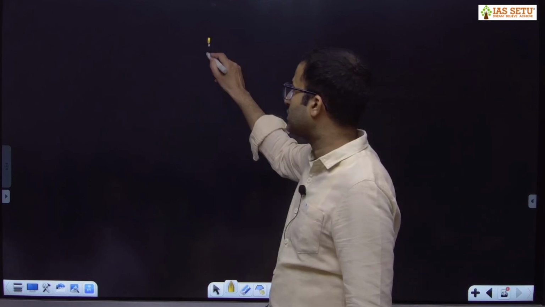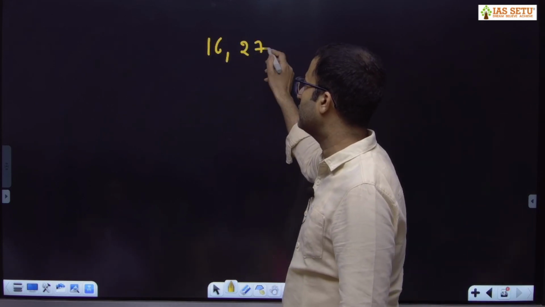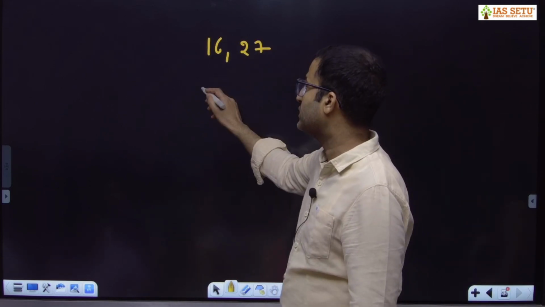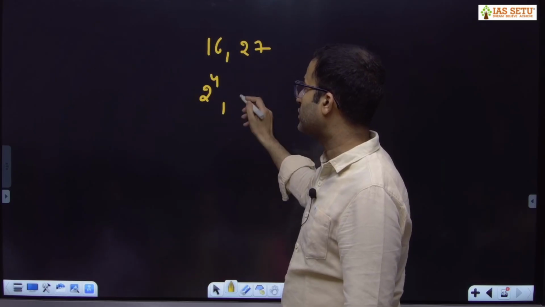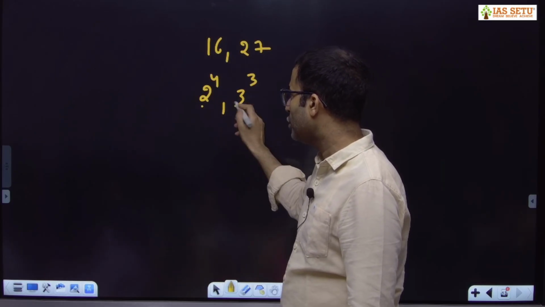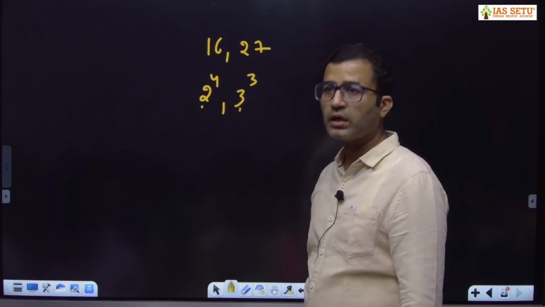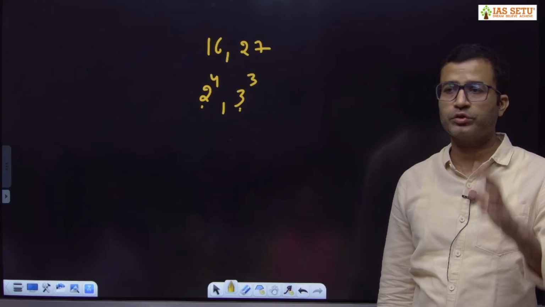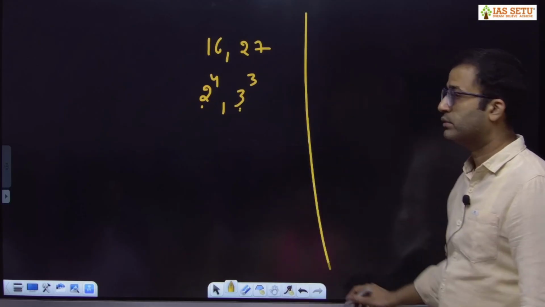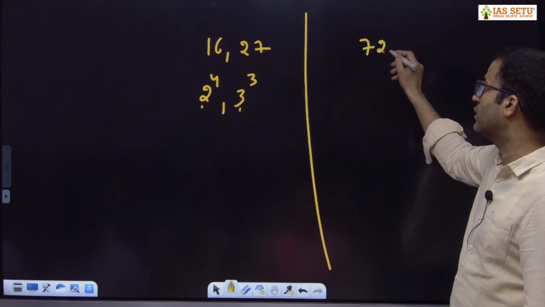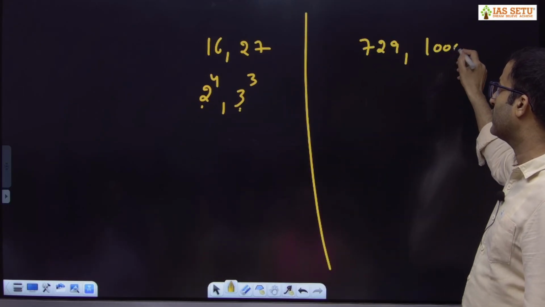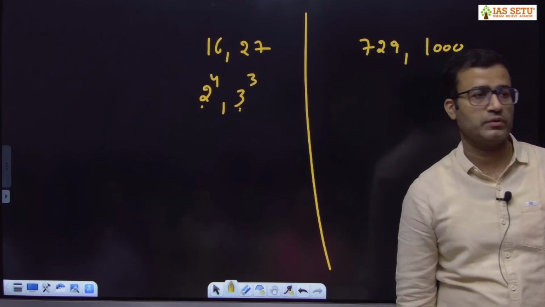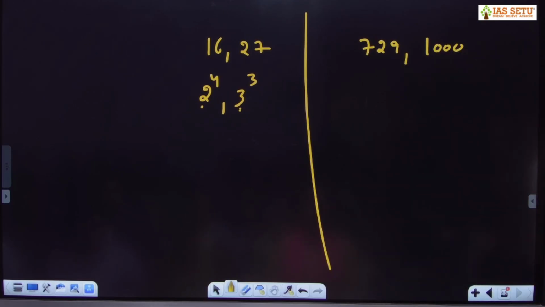If I ask whether 16 and 27 are co-prime, yes or no, what is 16? 2 to the power 4. What is 27? 3 to the power 3. You just check the base. If 2 and 3 are co-prime, then 2 to the power 4 is always co-prime to 3 to the power 3. I ask you, tell me whether 729 and 1000 are co-prime, yes or no? Check. Is 729 co-prime to 1000, yes or no?